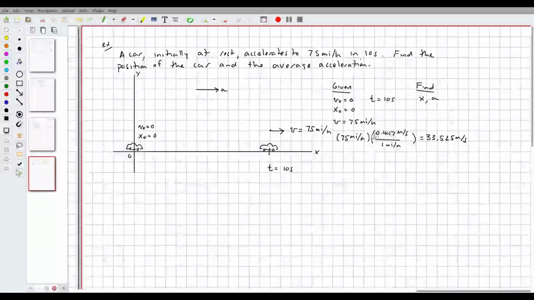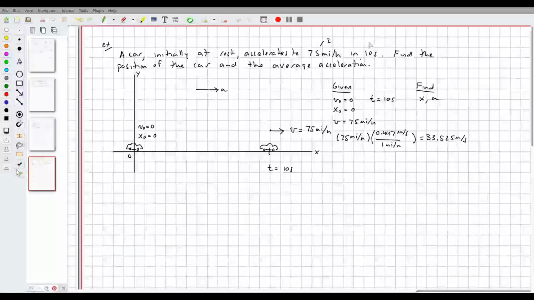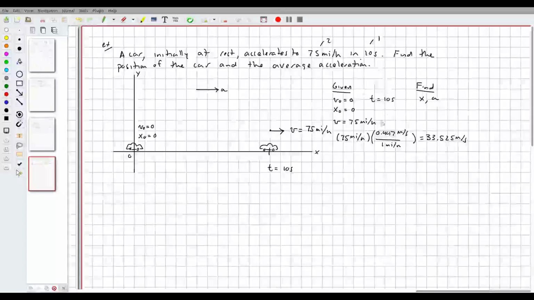Now, again, I want to stress that we round at the end. And if you take a look here, we have 2 sig figs here, and we have 1 sig fig here. So at the end of the day, when we find our position and we find our acceleration, we're going to round those to 1 significant digit.